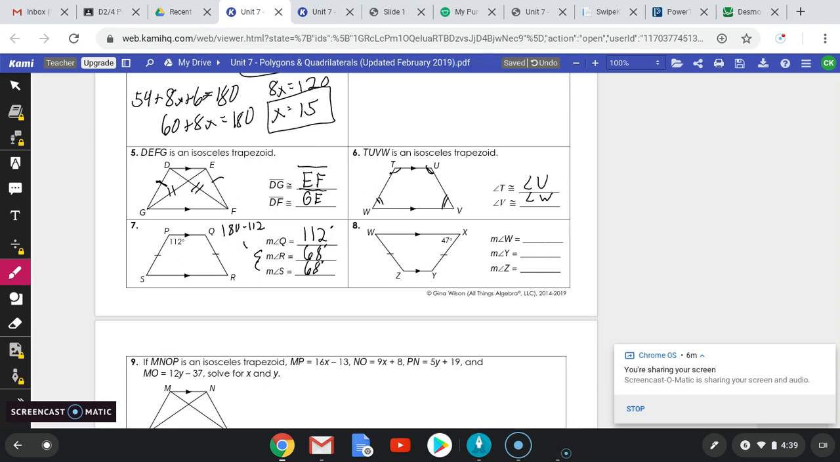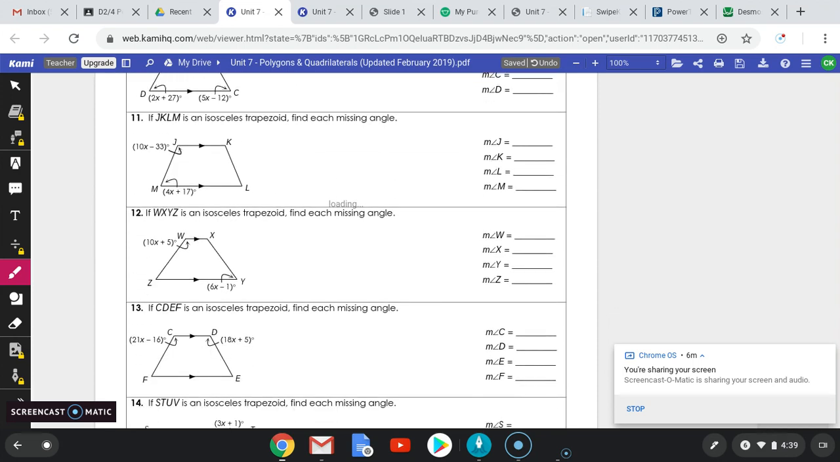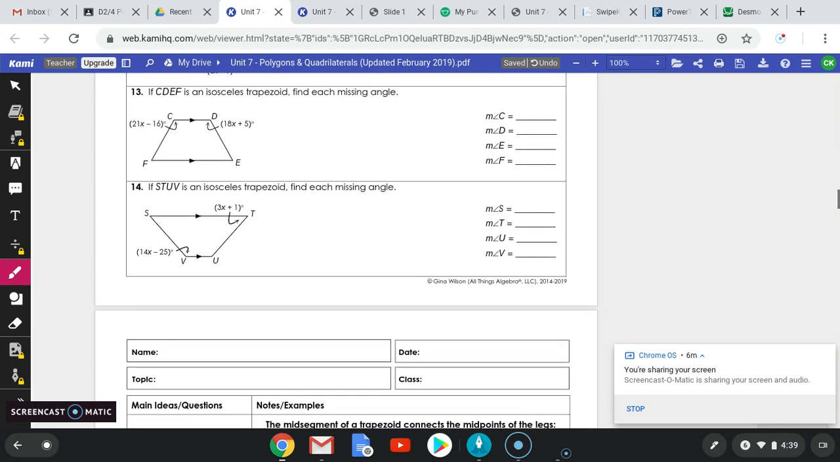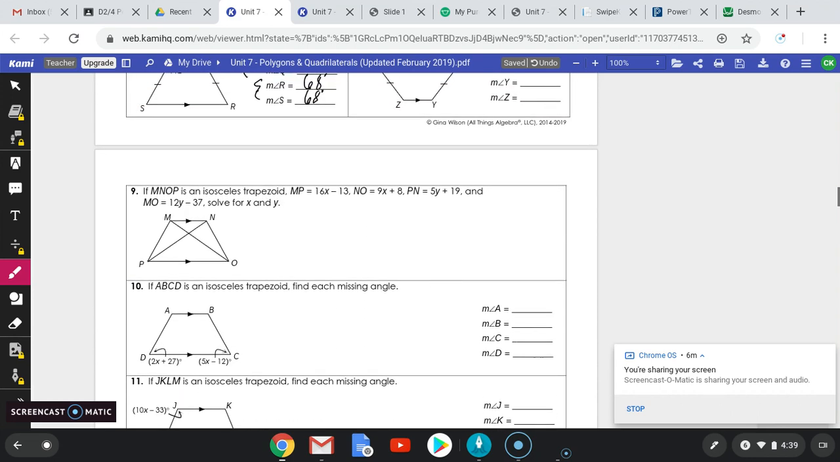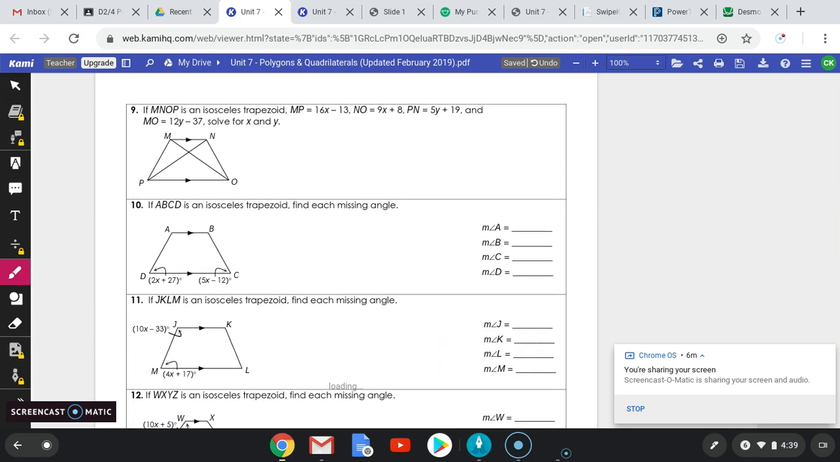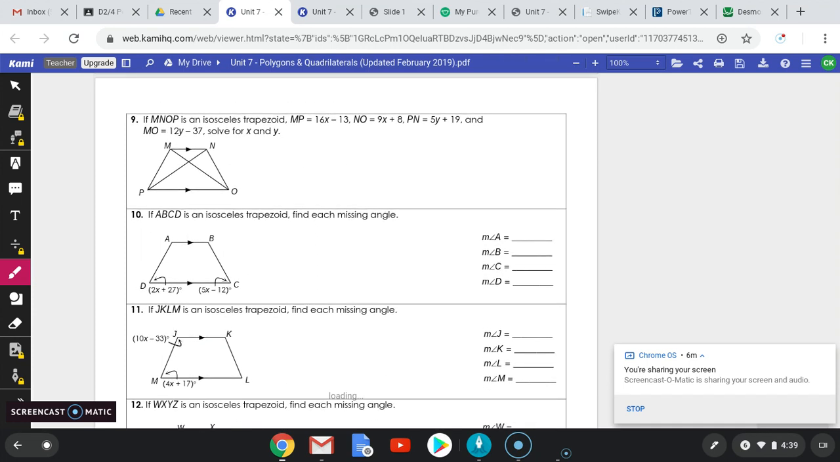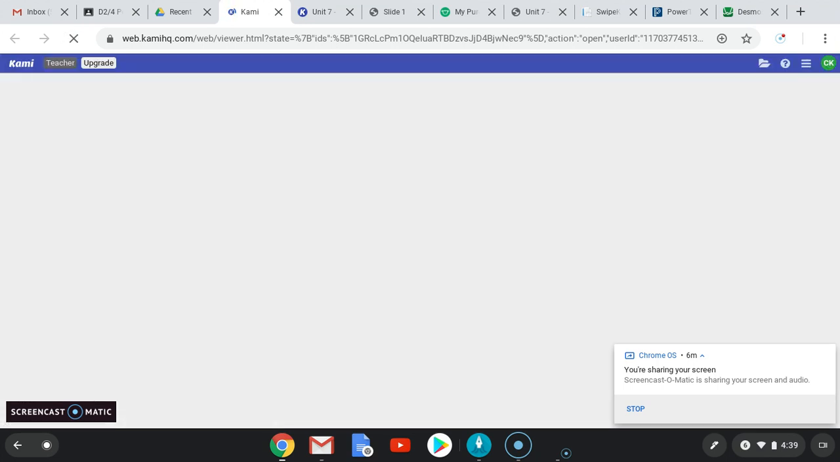All right, and it's the same concept for number 8, so we'll skip that and move right along. I'm just trying to see what problems we have here. Okay. For number 9, it says it's an isosceles trapezoid, so you have all those properties there. They gave you MP, some sort of measurement. Oh, it's loading. Let me refresh this here.